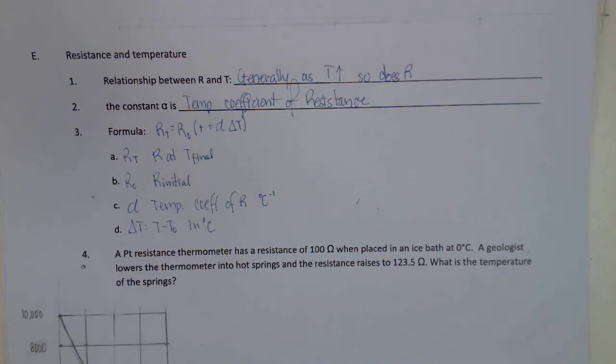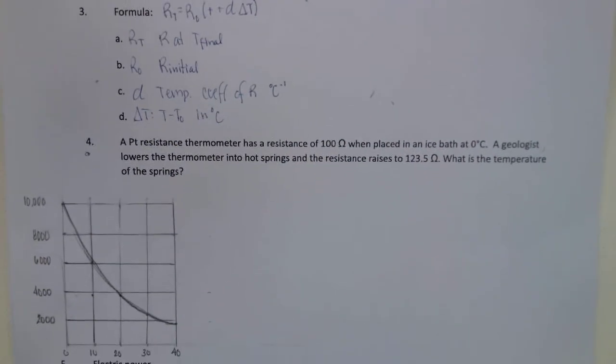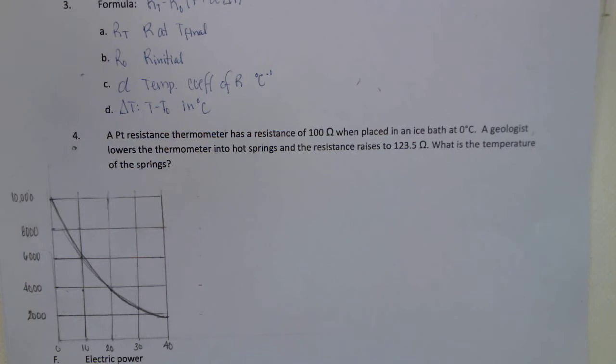A platinum resistance thermometer has a resistance of 100 ohms when placed in an ice bath at 0 degrees Celsius. A geologist lowers the thermometer, a resistance thermometer, into the hot springs, and the resistance rises to 123.5 ohms. What is the temperature of the springs?